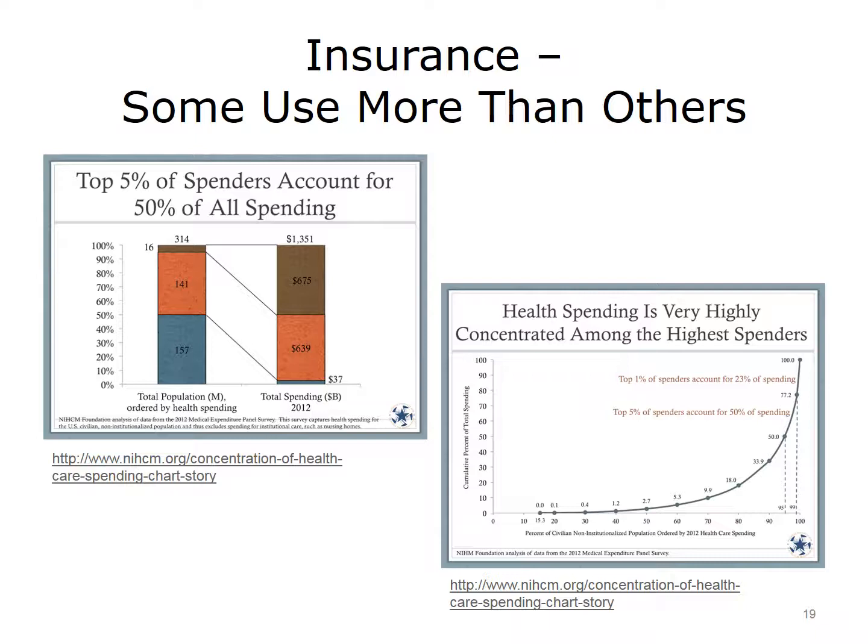As with all insurance, some people use more healthcare services than others. This is true of any type of insurance, whether auto insurance, homeowners insurance, or others. With healthcare, there are a small number of individuals who actually account for a large amount of the spending. If we look at some data from the United States, we see that the top 5% of spenders account for about 50% or half of all spending. The top 1% of spenders account for 23% or about a quarter of all spending.